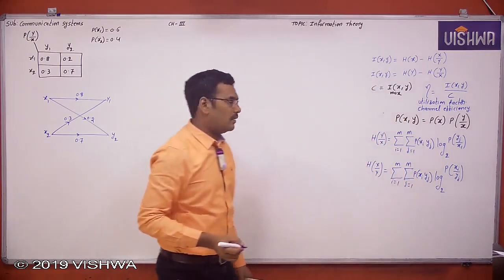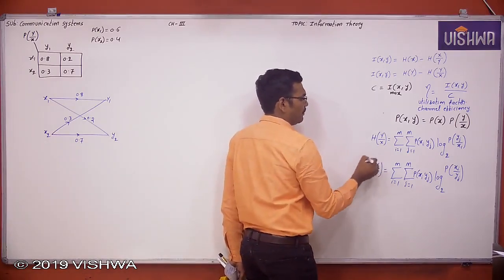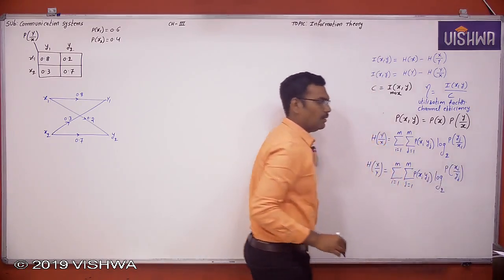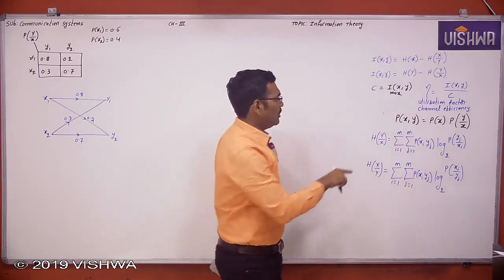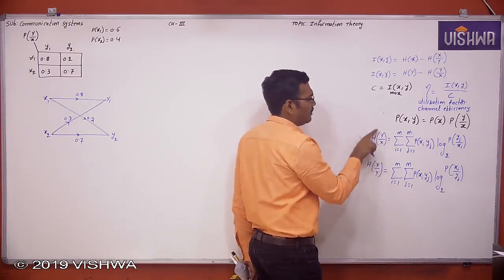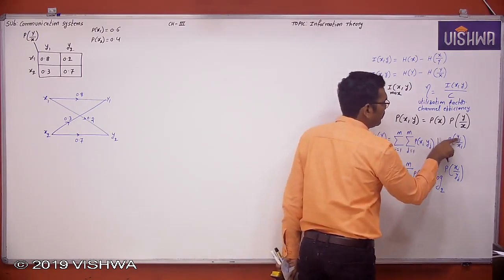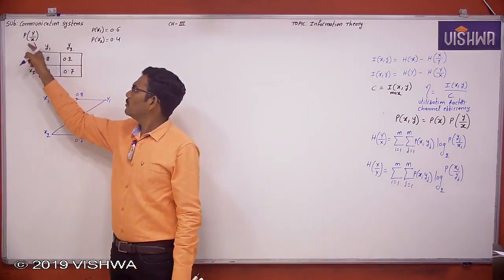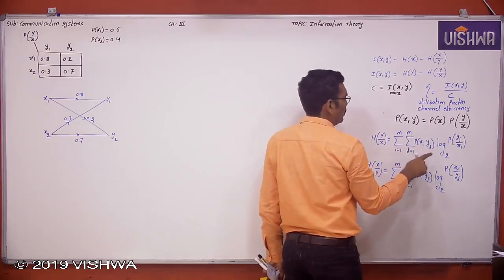Now see here, if you want a conditional entropy H of X by Y, then we require the conditional probability of X by Y. But in the question, is X by Y given? No. So if I want H of Y by X, the conditional entropy of Y by X, then we require the conditional probability of Y by X. But P of Y by X is available, so it is very easy.